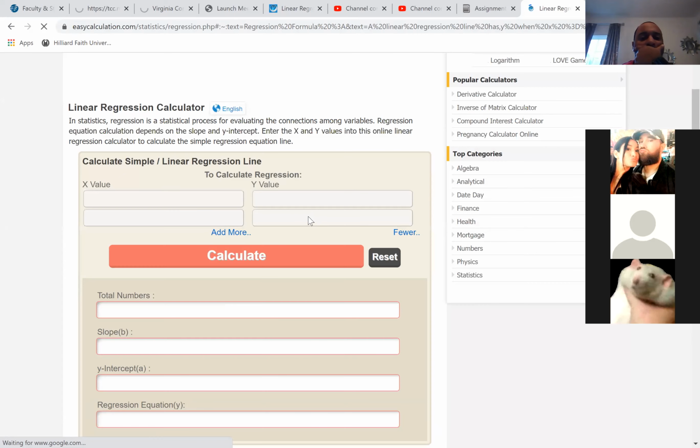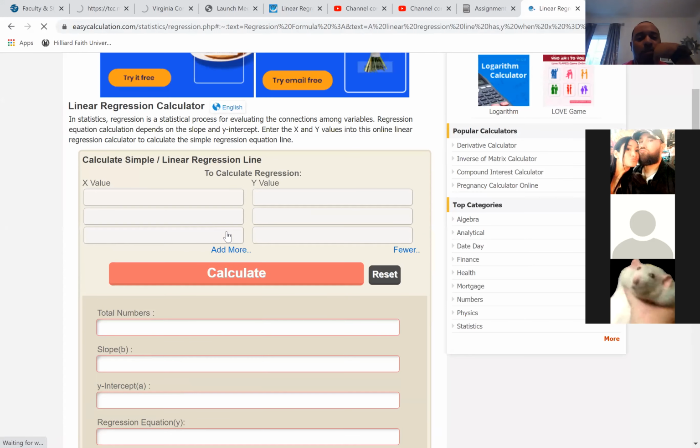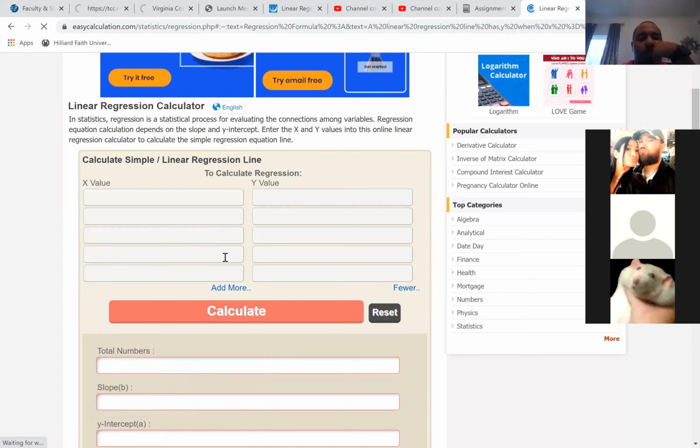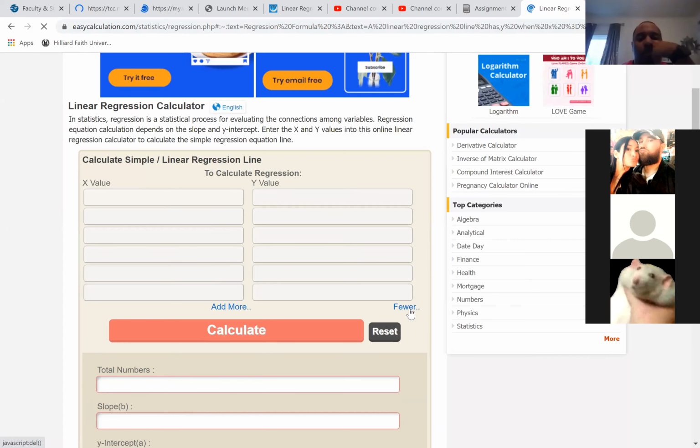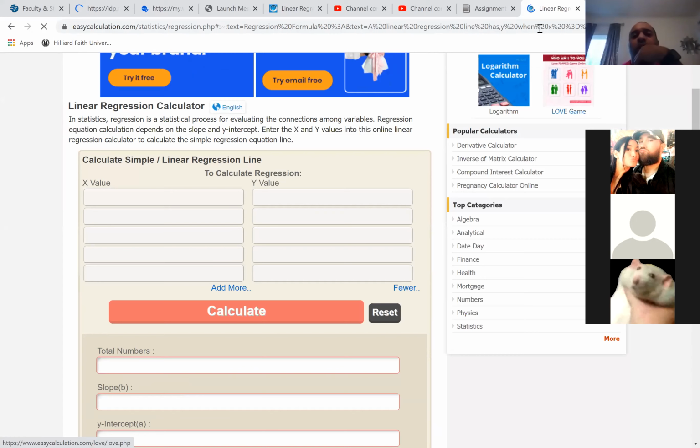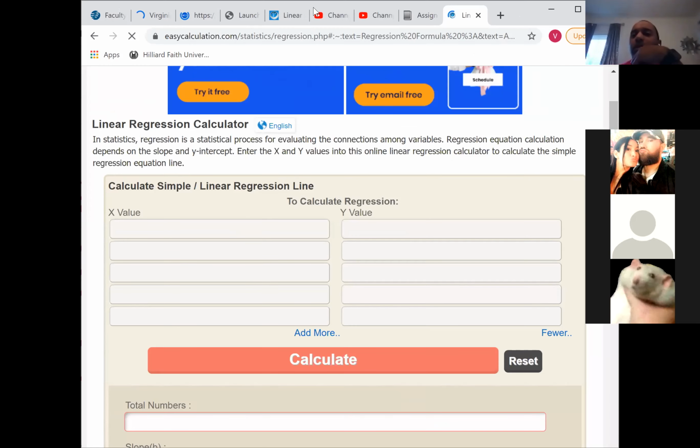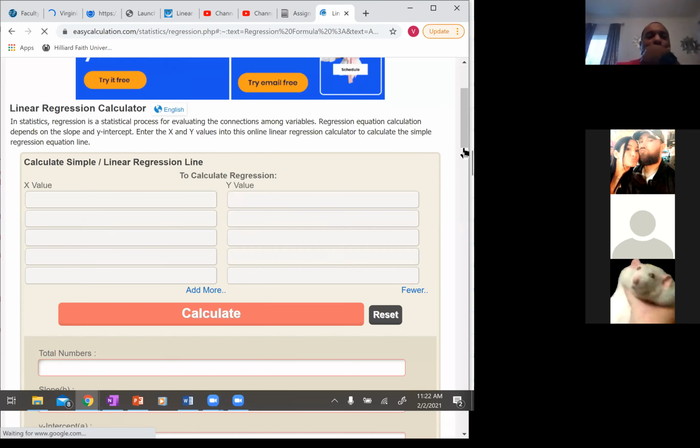So, you know, we can add rows as you see fit and take them away. Now I have already done this one. Hopefully it's still there. Yep, there we go.